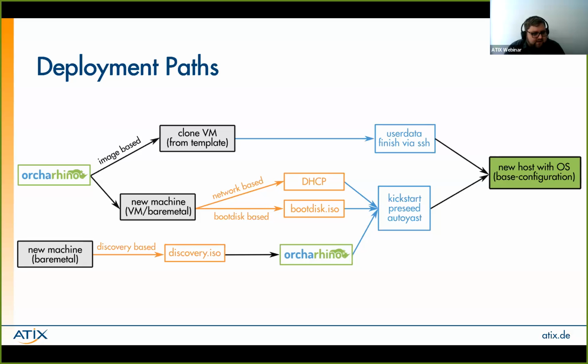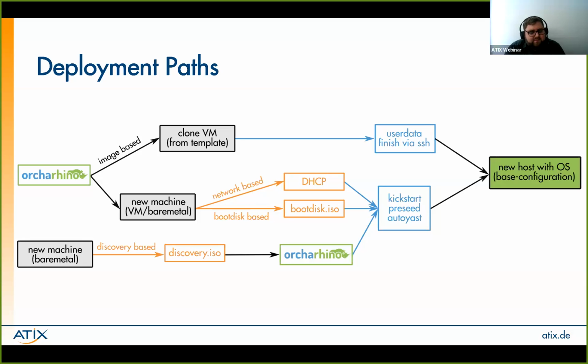Then we have a second path, which is the image-based path. This path starts from the Orcharhino, as shown here. You can do this, for example, via the web GUI, and you select to create a new host. Then you say you want to create this host from an image. Essentially, this is available for virtual hosts, and you clone the virtual machine you want to create from an image.